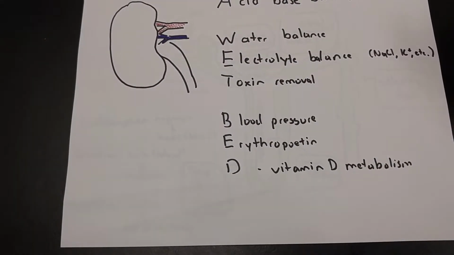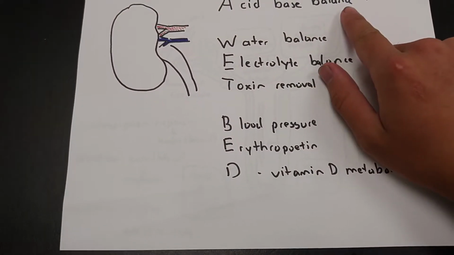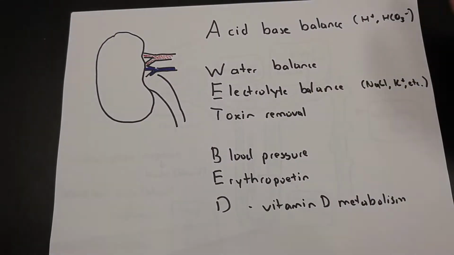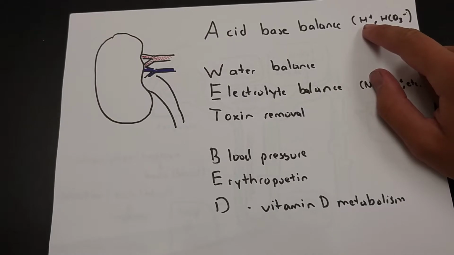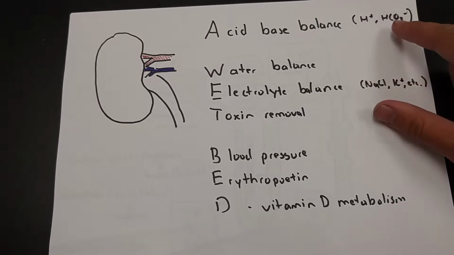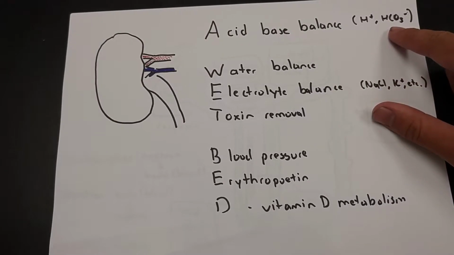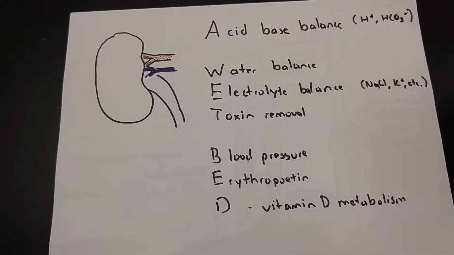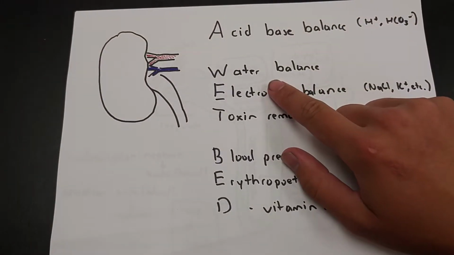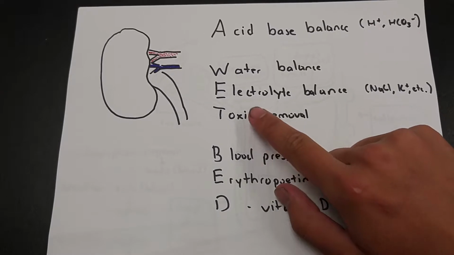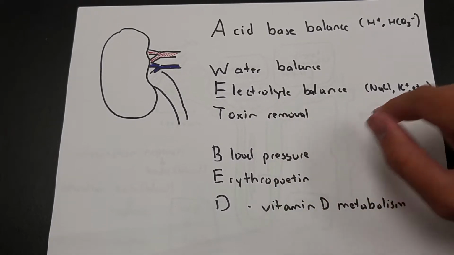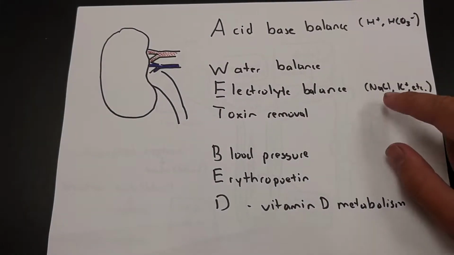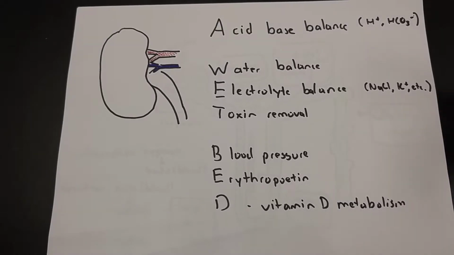Right, so the first function of the kidney is acid-base balance. So the kidney can actually control how much of the hydrogen ion, which is acidic, and how much of the bicarbonate ion, which is basic, are in the blood. Second is that it can control water balance. Third is that it can control the electrolyte balance by controlling the amounts of sodium, potassium, and other electrolytes in the blood.